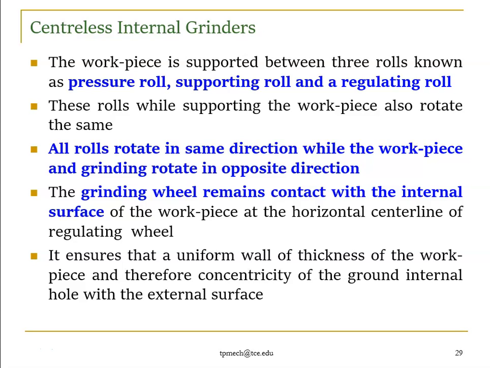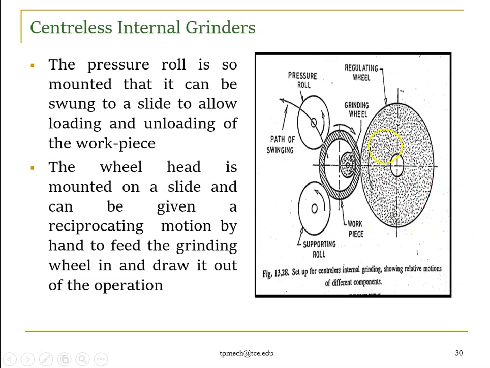So all the rolls are working in the same direction, but the tool and the workpiece rotate in opposite directions. The grinding wheel remains in contact with the internal surface of the workpiece at the horizontal center line of the regulating wheel. So it ensures uniform wall thickness of the workpiece and therefore concentricity of the ground internal hole with the external surface, right? So this is the image of centerless internal grinding.